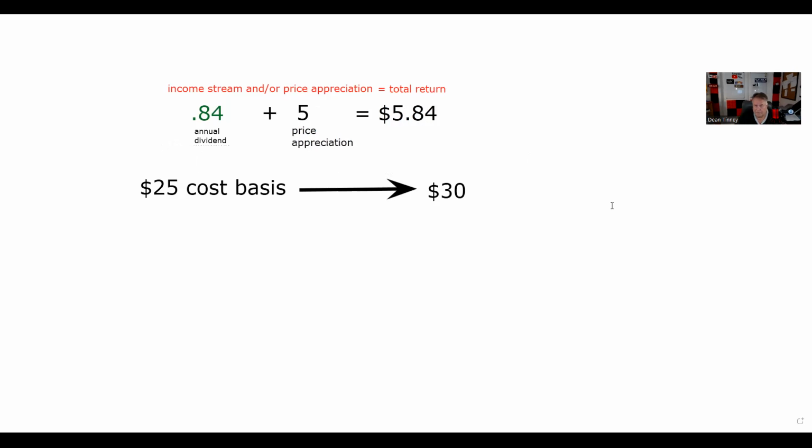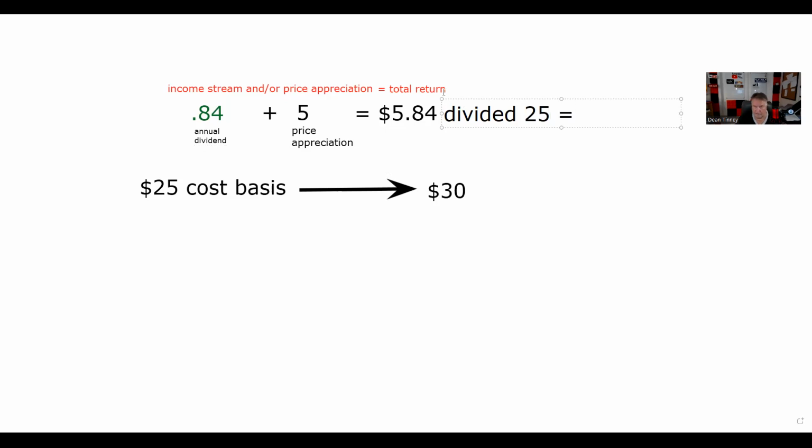Now, to answer the percentage return, we always do percent means divide. So I always say on any of these exams, if you can't decide what to do, you should divide. And if you can't remember what to divide, take the first number and divide it by the second number. So that takes care of 90% of the math. So here I made 5.84, and I spent $25 to do that.